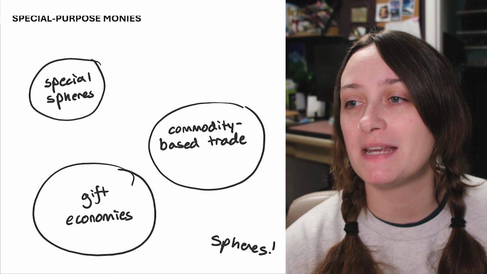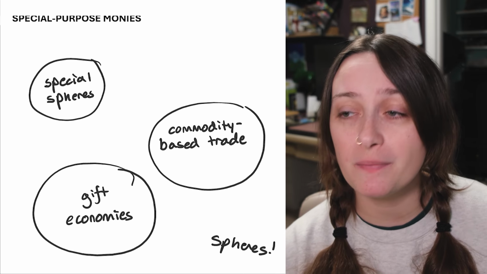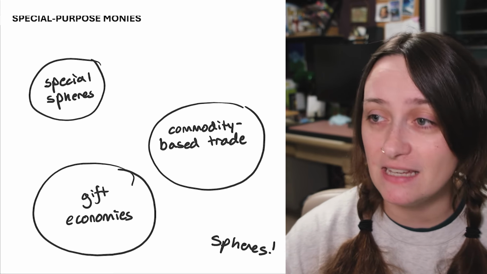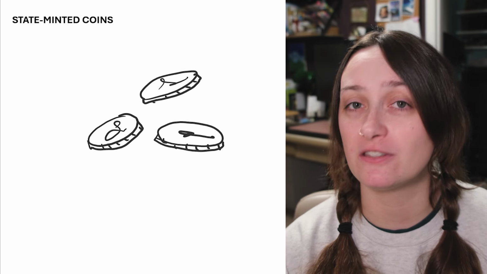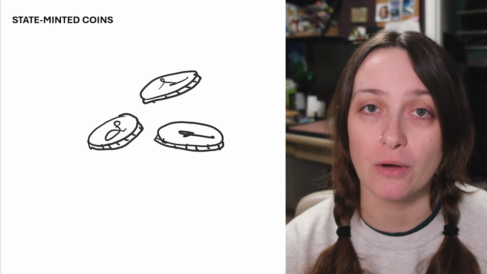And while special purpose monies are typically replaced once general purpose currency enters the scene, some of these items can remain in symbolic or ceremonial use. And now we can move on to what you probably thought we were going to start with, coins. The first coins would be pretty rudimentary and basic, likely used based off weight as a commodity.